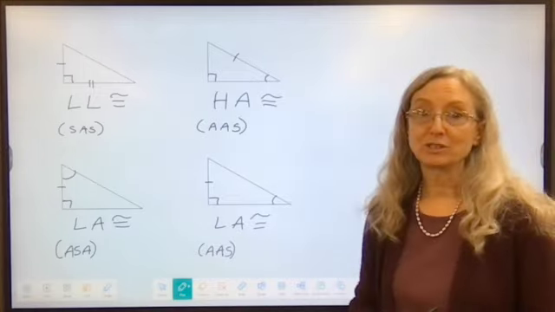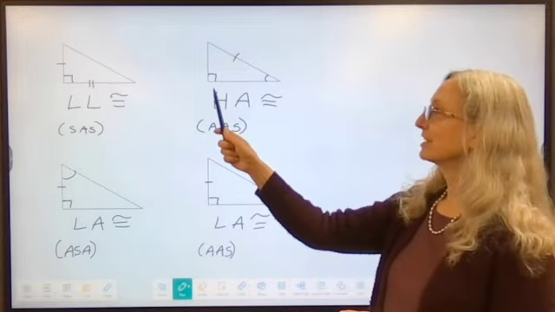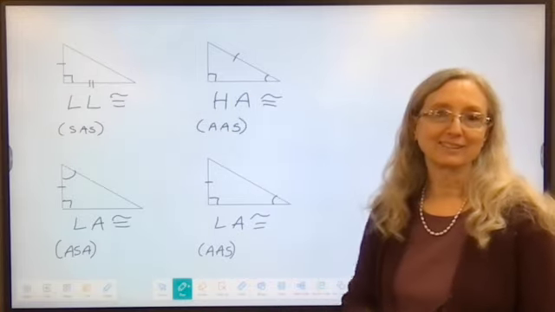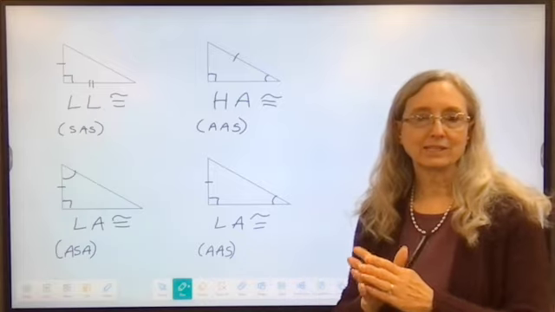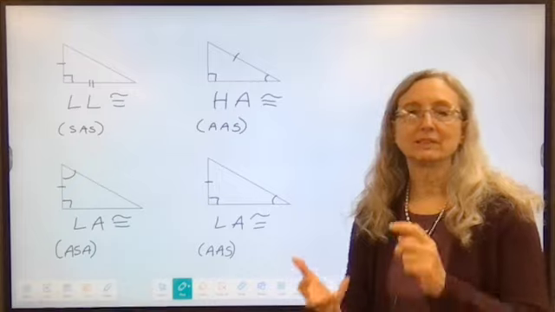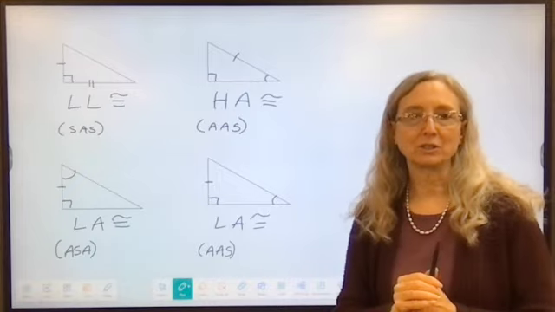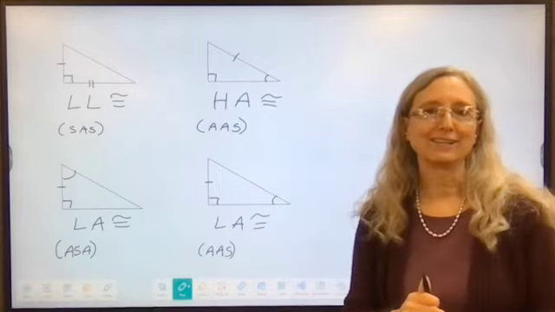I drew so you could see why this looks the same as angle, angle, side. It's just we don't have to state this angle, and that side. All we have to state is it's a right triangle, the hypotenuse, and a corresponding acute angle, and we can say HA.